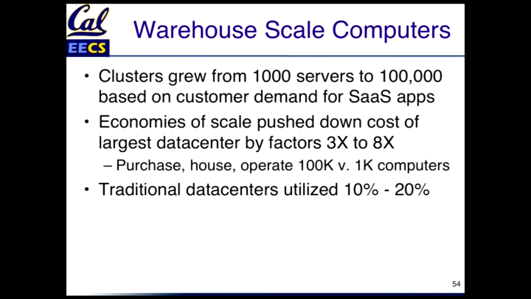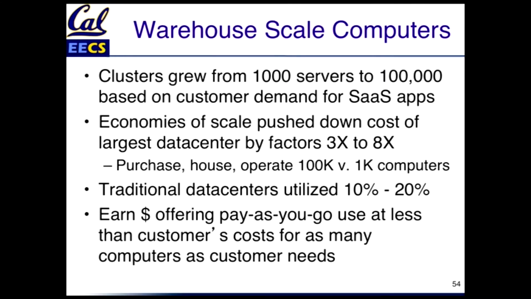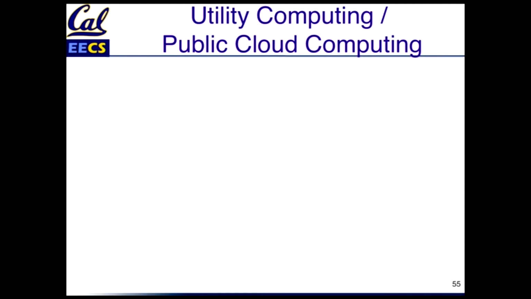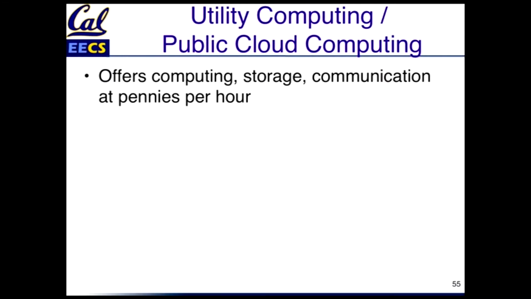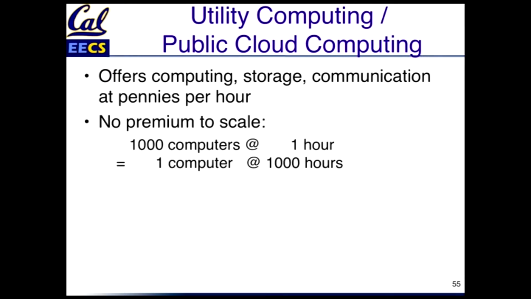So what ended up happening, particularly starting with Amazon, is they realized they could earn money by offering a pay-as-you-go service, because their costs were so much less that they could sell it for less than what it cost the customer, but they could still make a profit. The characteristic of this, what's called utility computing or public cloud computing, is that it offers computation, storage, and communication at pennies per hour. And remarkably, there's no cost to scaling. Usually if you want a computer 1,000 times faster, you pay a lot more than 1,000 times more for that privilege. Here, 1,000 computers for 1 hour is the same price as one computer for 1,000 hours.